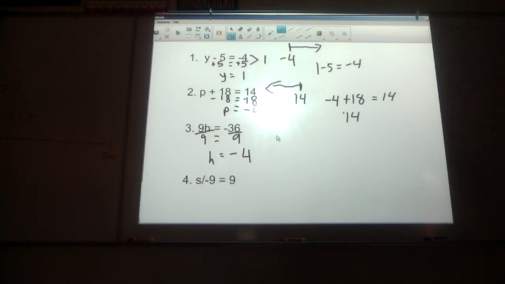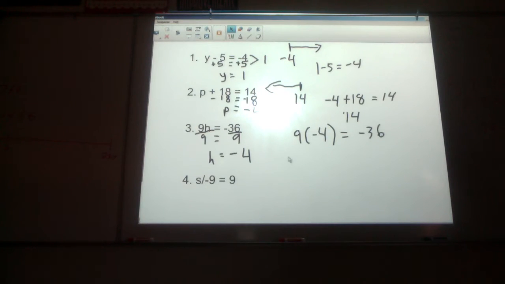So I can go back in and double check my work. 9 times my value of h, so I'm going to go 9 times a negative 4, and I do get an answer of negative 36. And just to review, a positive times a negative is going to always give us a negative answer. The signs are different. There's a positive 9, a negative 4. We're multiplying these two. The answer of product has to be negative.